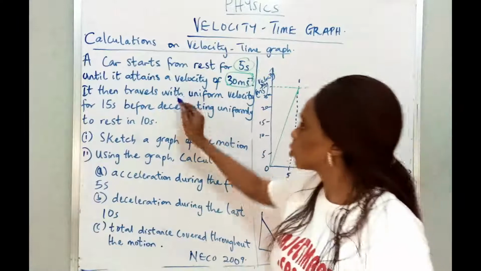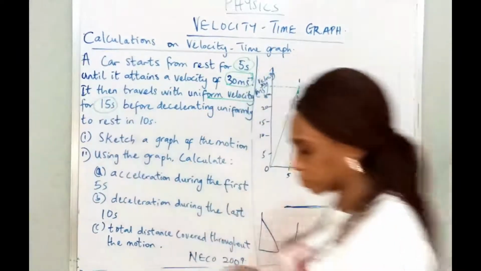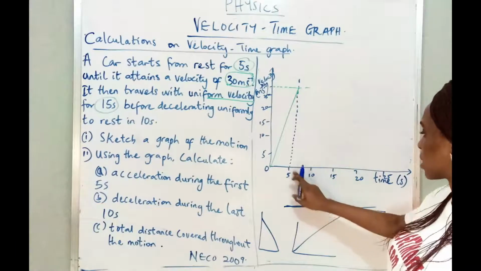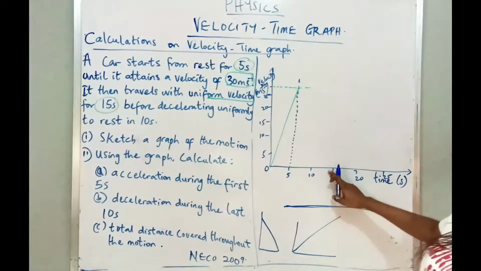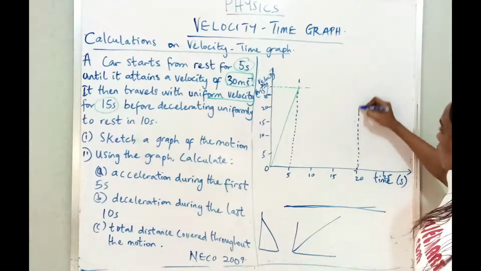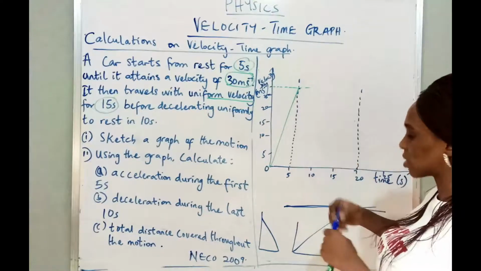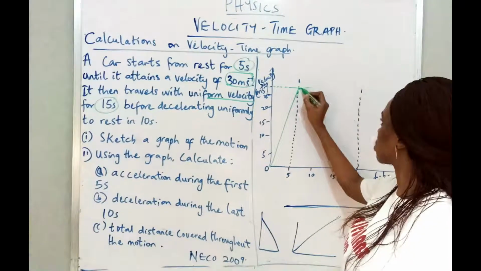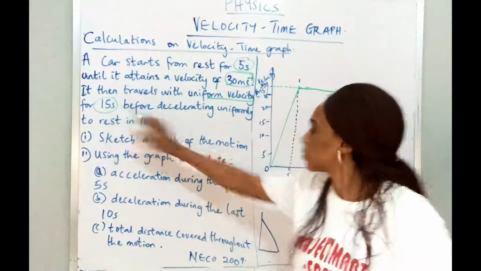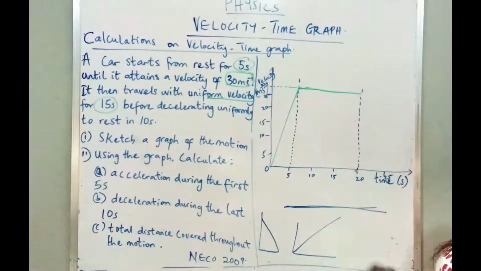So, they say it travels with uniform velocity for 15 seconds. For the next 15 seconds, let's count. From here to here is 5, from here to here is 10, from here to here is 15, so my next 15 seconds. They said it has stopped accelerating, so it travels with this constant speed. This is how to represent constant speed. From here to here is 15 seconds, 5, 10, 15.